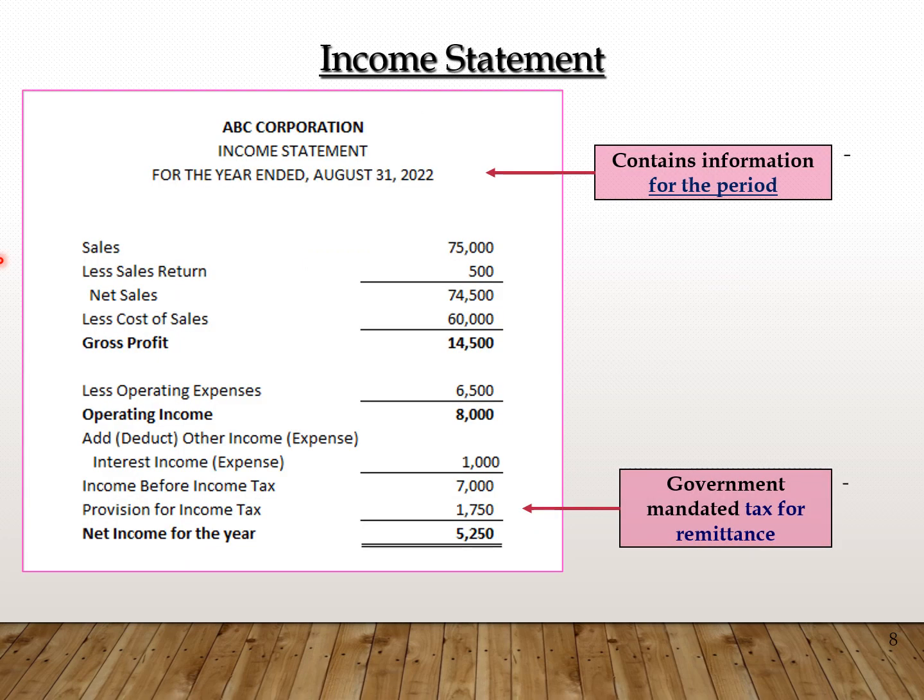On screen is a sample of income statement, wherein the major components are sales, cost of sales, gross profit, operating expenses, operating income. Also, we have other income, income before income tax, provision for income tax, and we have the net income for the year.